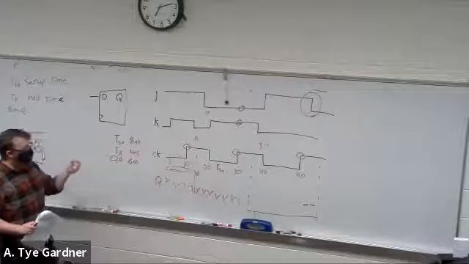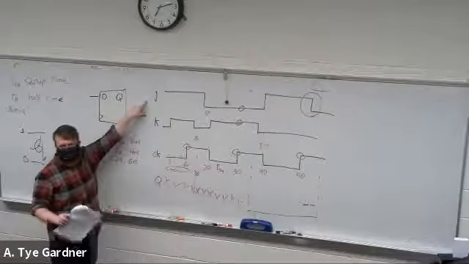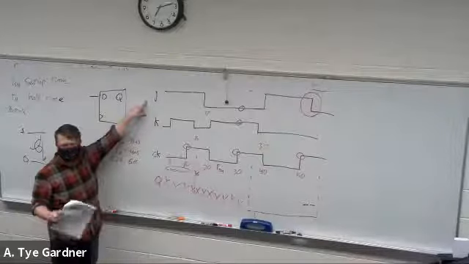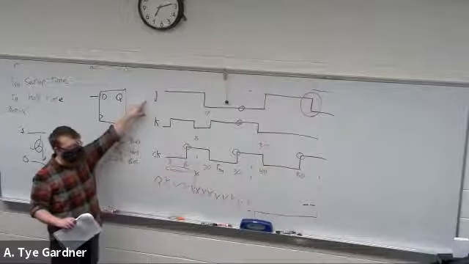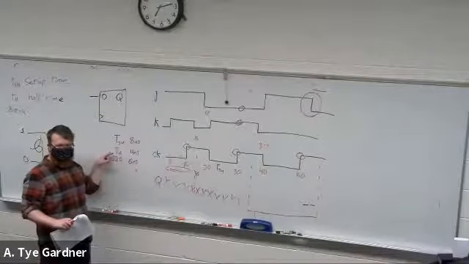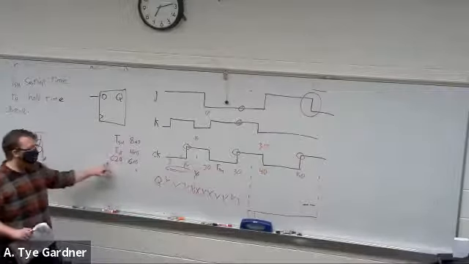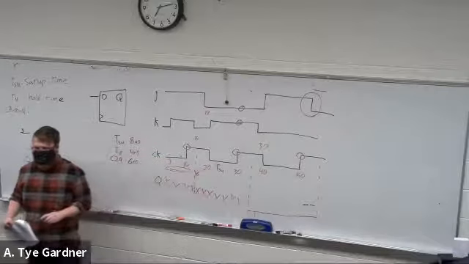Setup time is the amount of time that the inputs, so J and K in a JK flip-flop, T in a T flip-flop, D in a D flip-flop, need to be met. Setup, hold. Setup being before, hold being after. Clock to Q is the amount of time that elapses between the clock edge and its output decision.